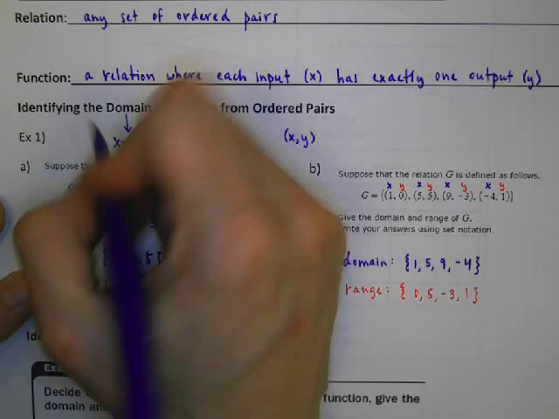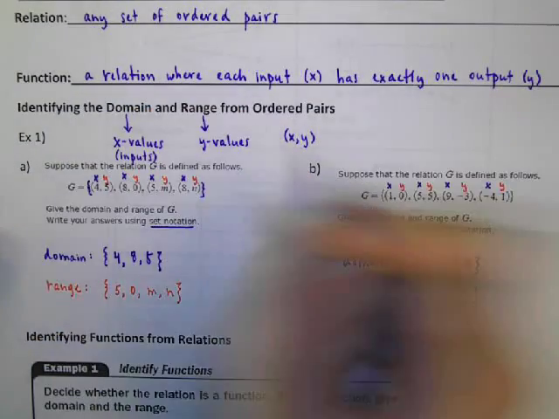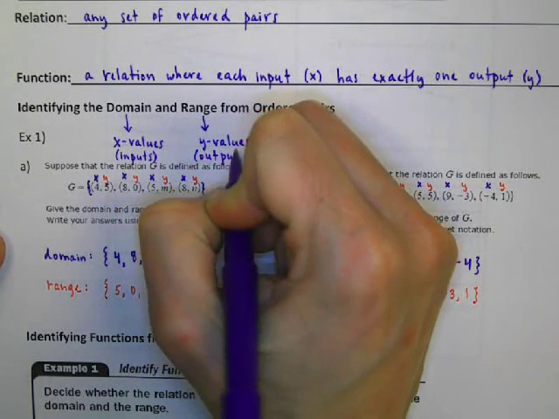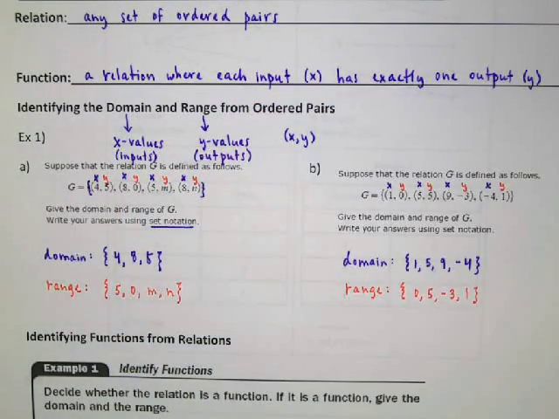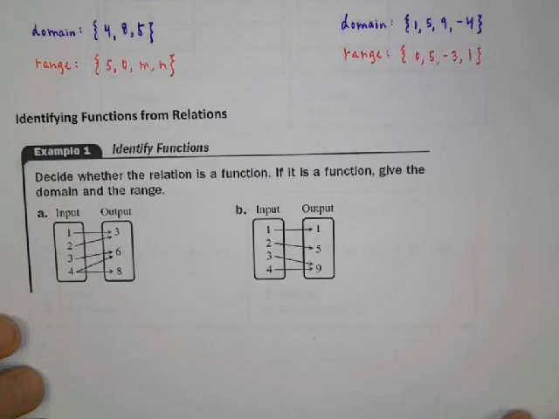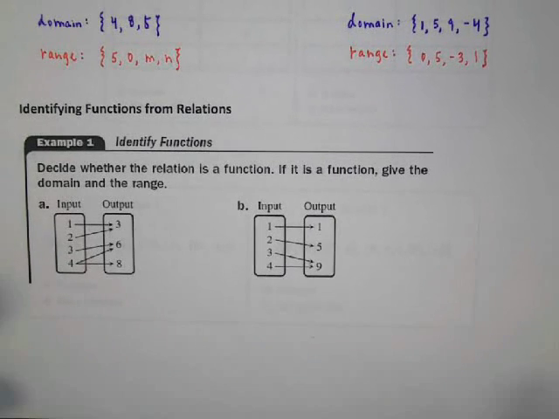So my domain is my x values, or to use some language we'll be using, our inputs, and our range is our y values, or our outputs. Now let's get back to this idea of whether a relation is actually a function. In this part, it says to decide whether the relation is a function. If it is a function, give the domain and range.